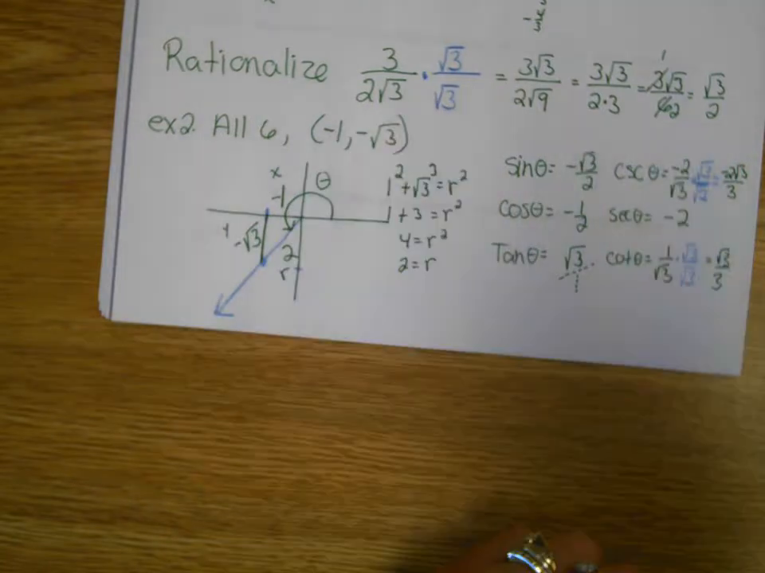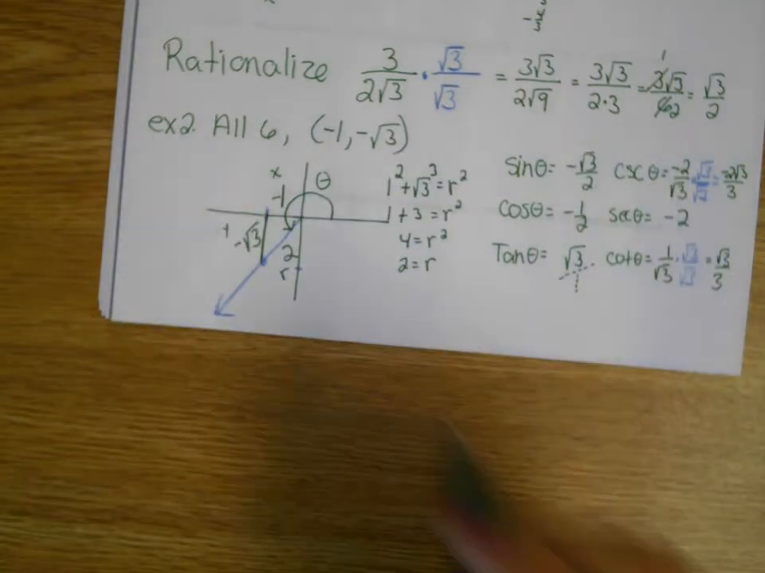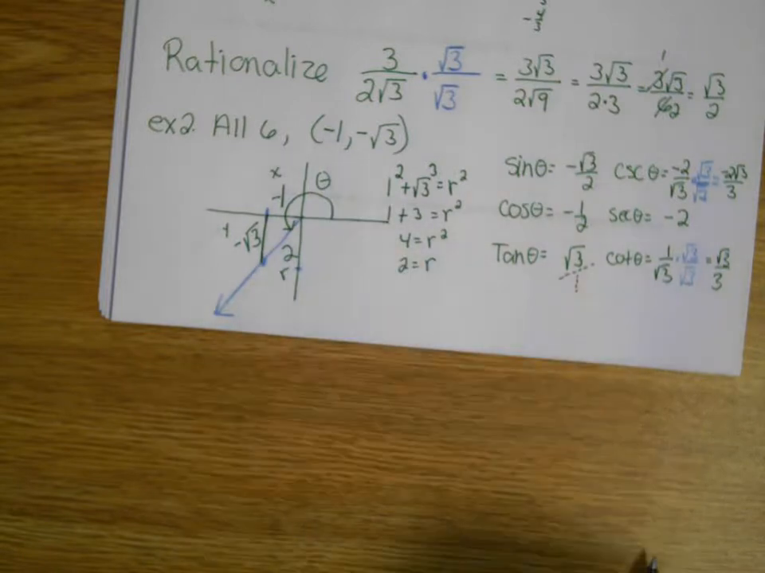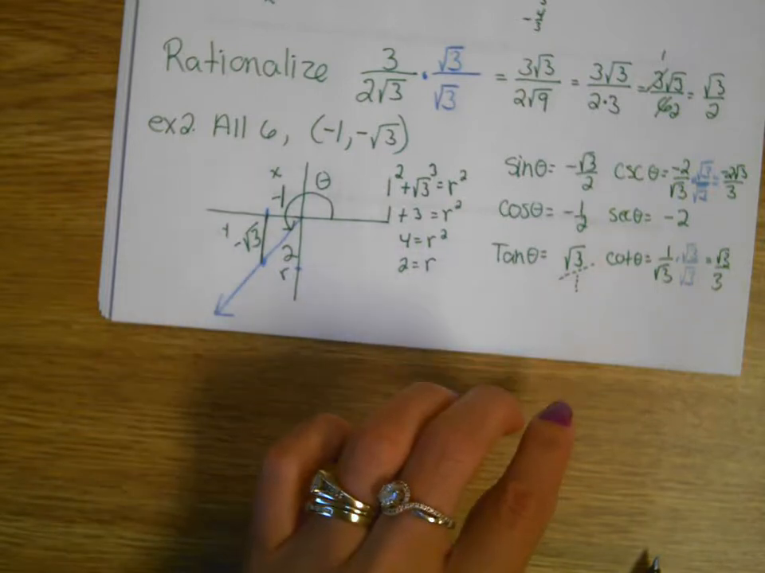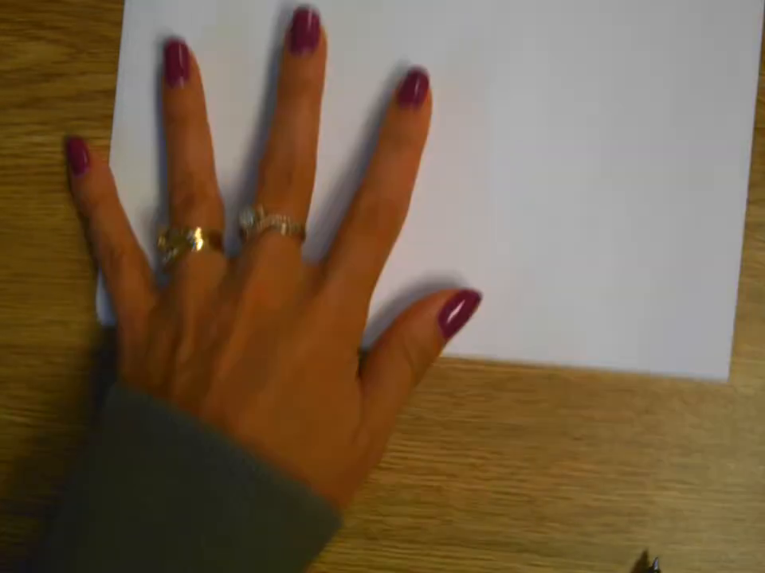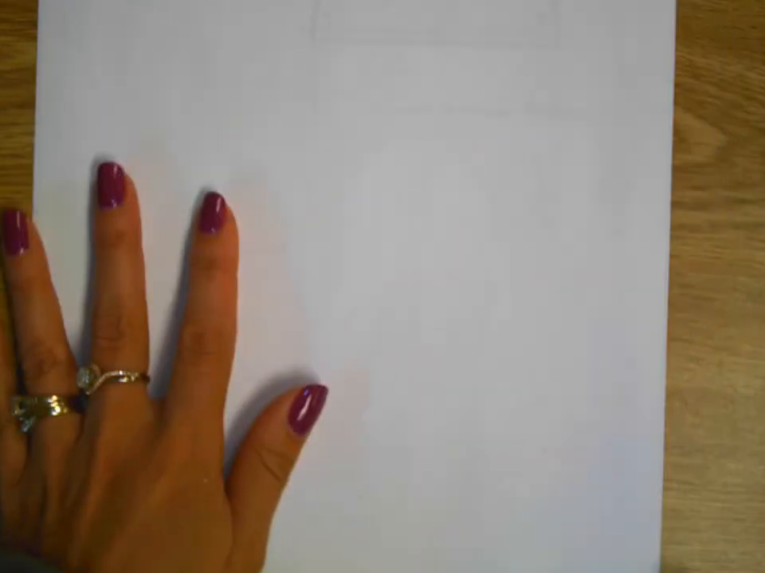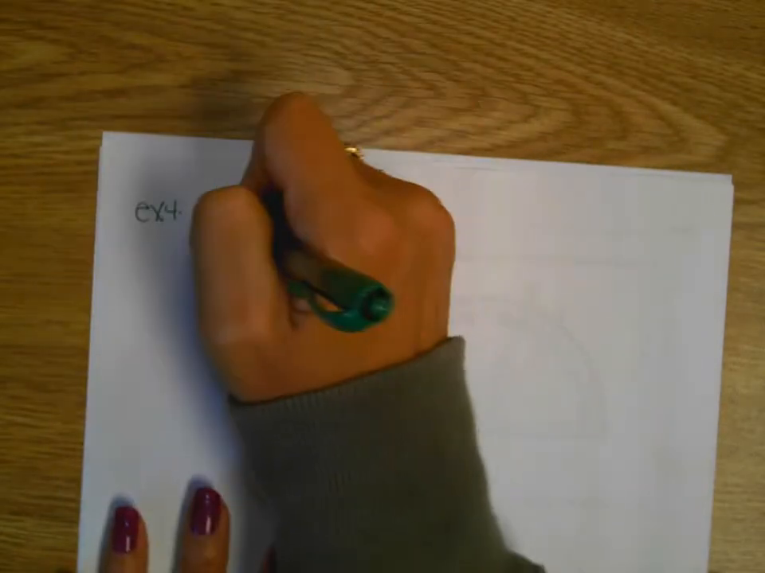So your whole assignment is going to be giving all 6 trig values, so the whole point is to find the ordered pair, make your triangle. Well, the next one I'm not going to give you the point. Can I get rid of this? Find all 6 values.